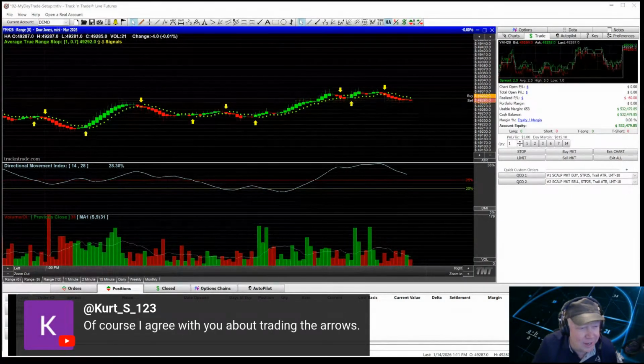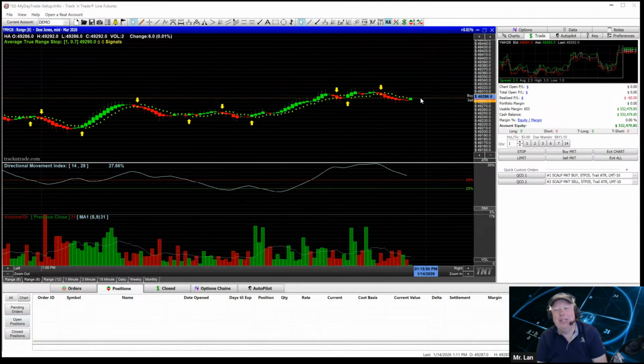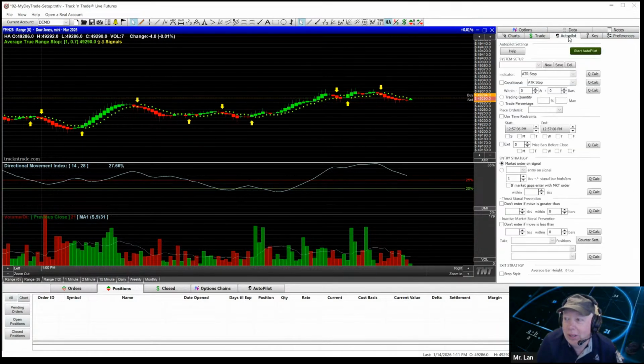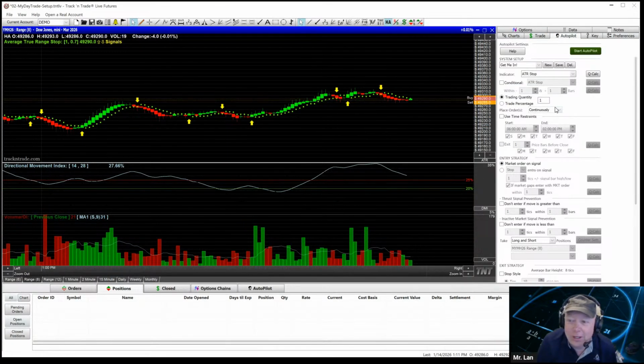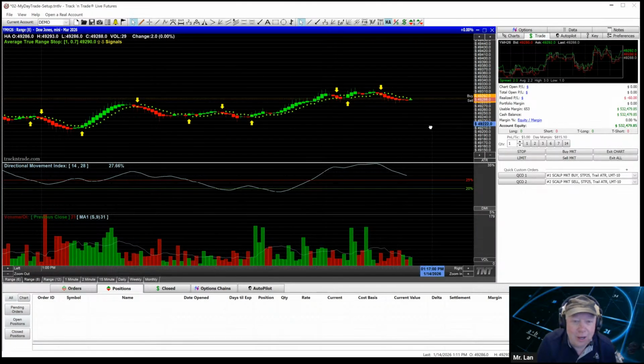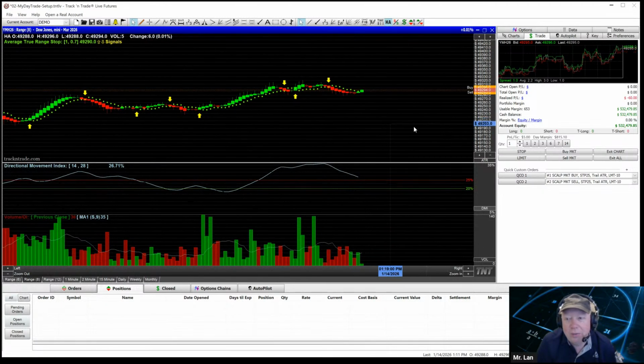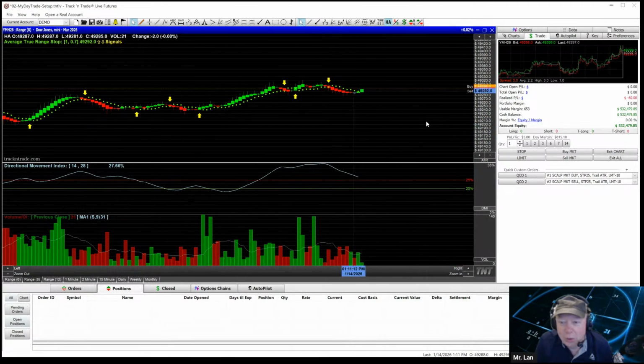Kirk says, hey, okay, I agree with you. Don't take every arrow. If you want to take every arrow, you just come over here to the autopilot and turn it on and say, hey, just take every arrow. You can do that too, but we're not going to do that today. Autopilot is for another day. All right. So we're just going to trade this manually. And we're going to wait and decide when we want to get into this thing.